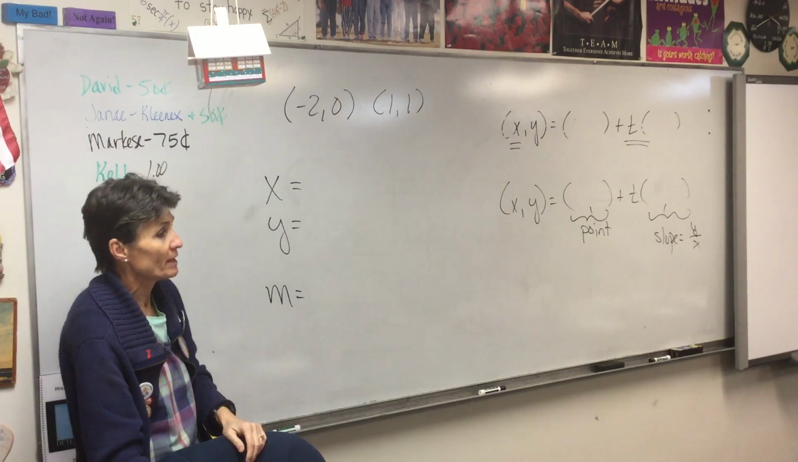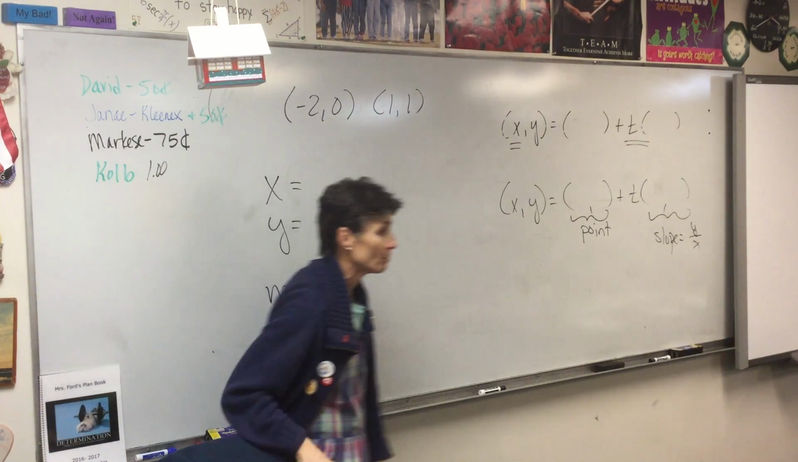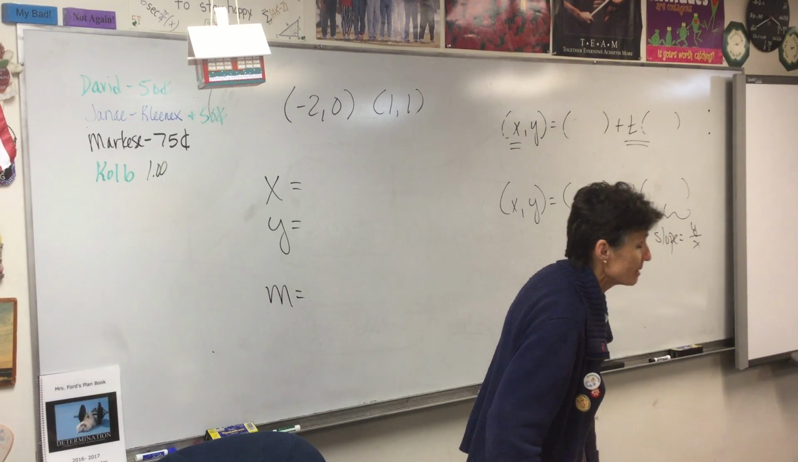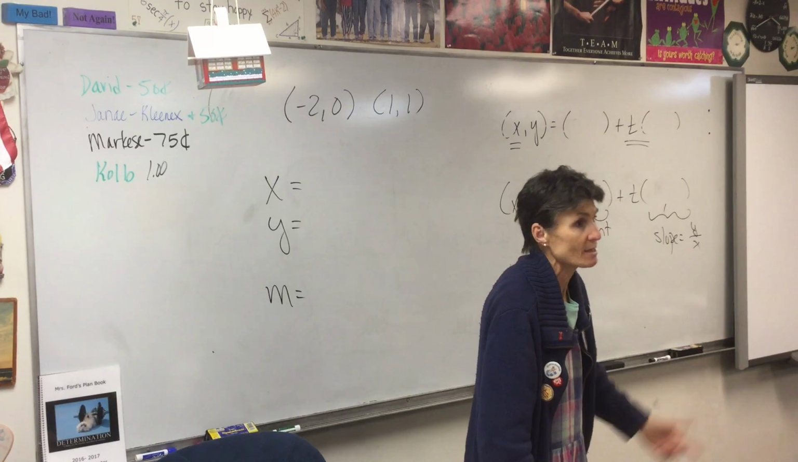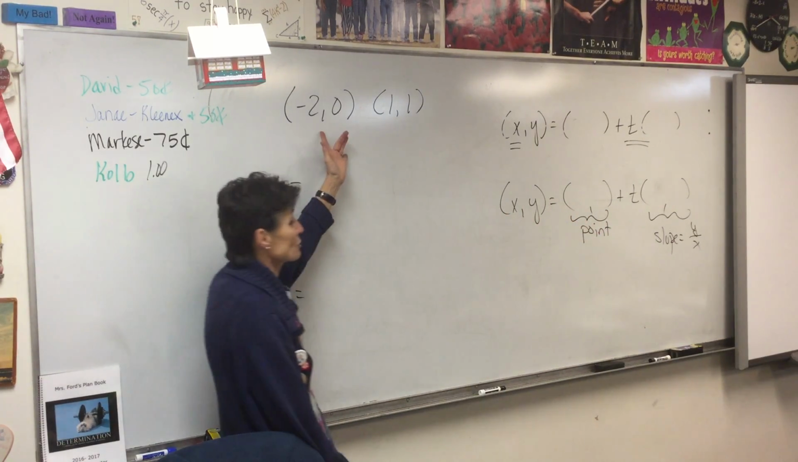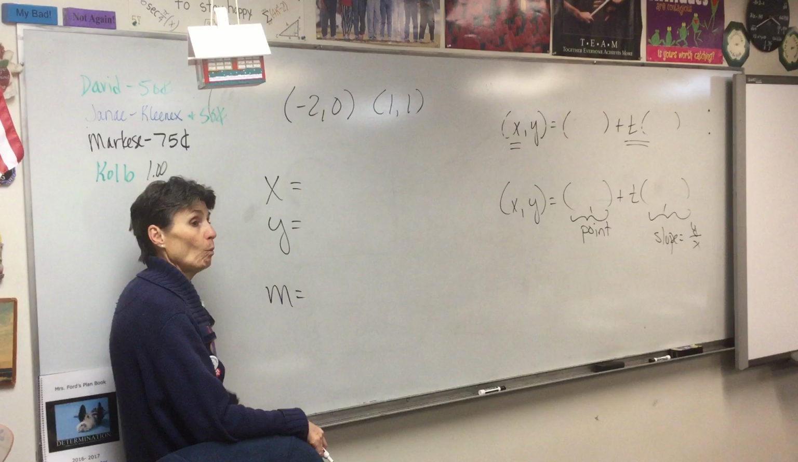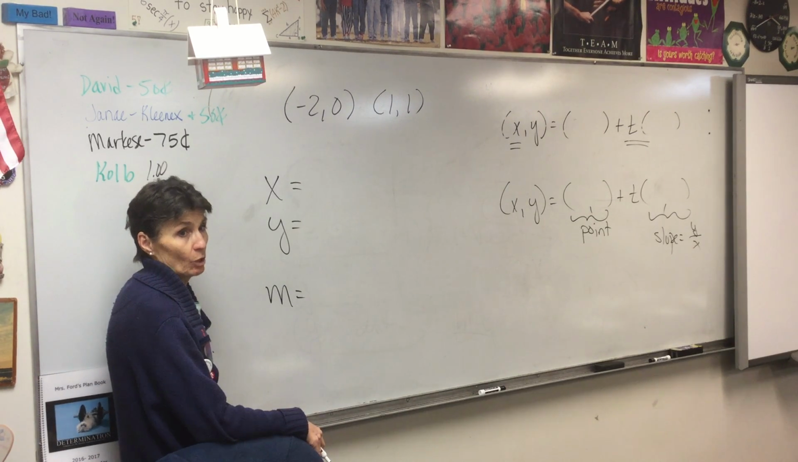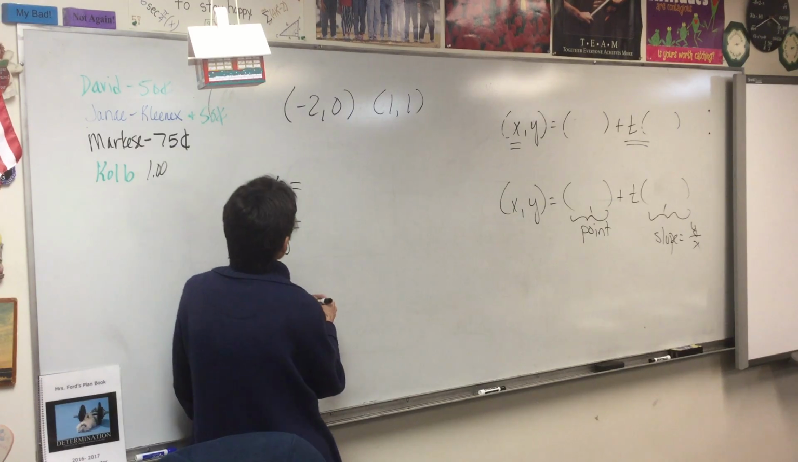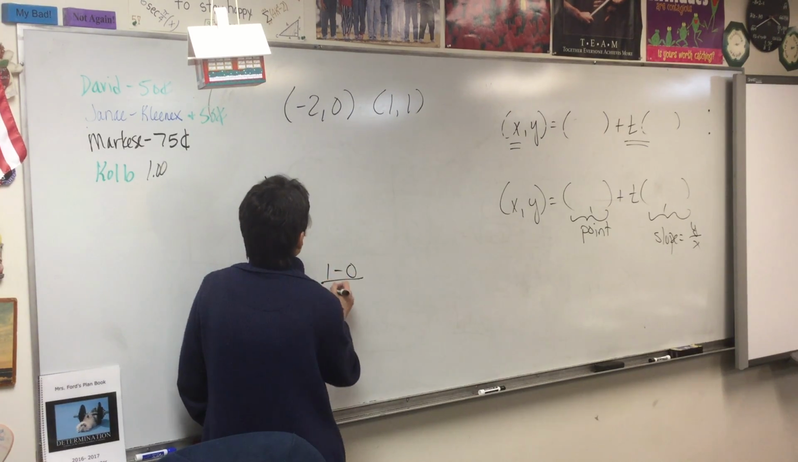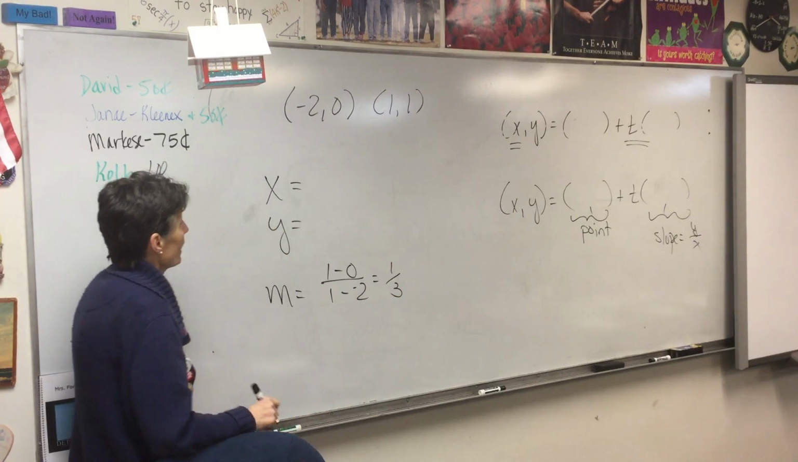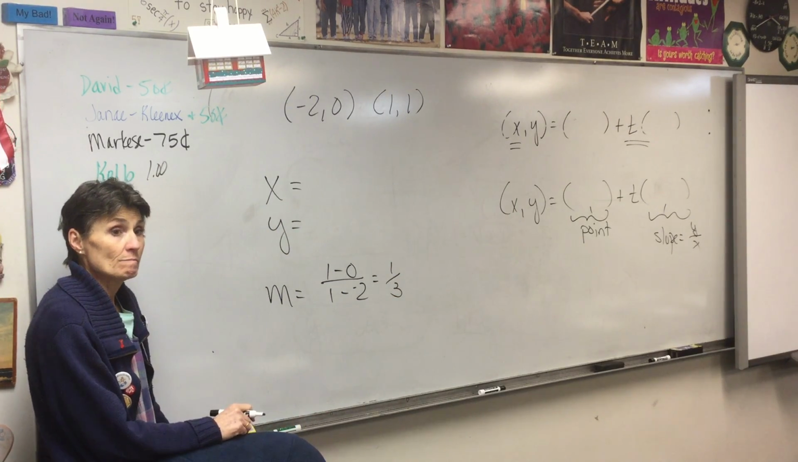All right, so here we go. Your job, this will be a quiz or quest question, 100% guaranteed. Write the parametric equations of the line through these 2 points. Step 1, find the slope. So our slope is 1 minus 0 over 1 minus negative 2. I got 1/3.